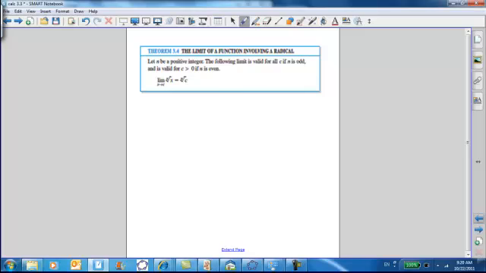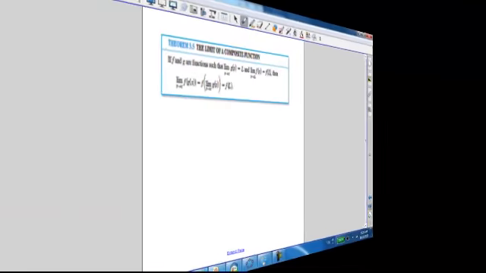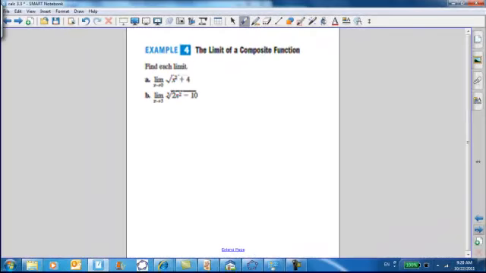If it involves a radical, we can sneak inside that radical as well. And a composition of functions, figure out the innermost function first, and then take the limit and use that in the outermost function. So the limit as x goes to 2 of the square root of x squared plus 4 will be the square root of 2 squared plus 4, square root of 8, which is 2 root 2.